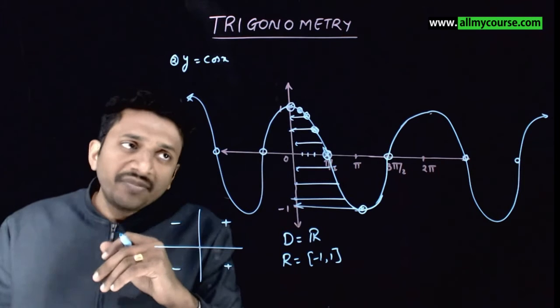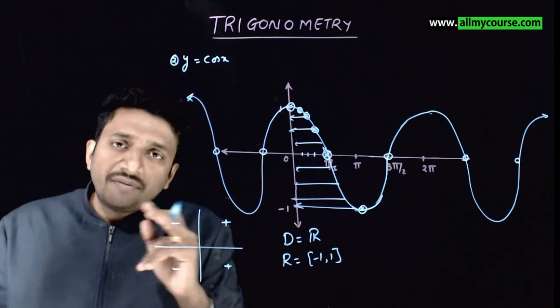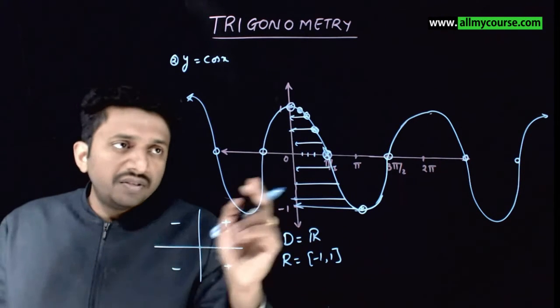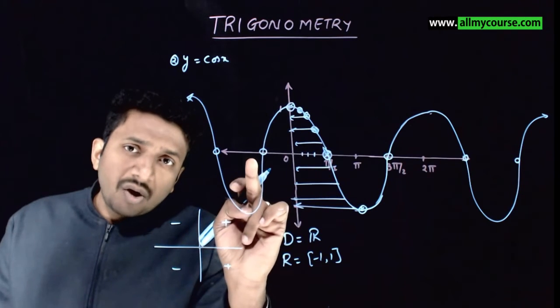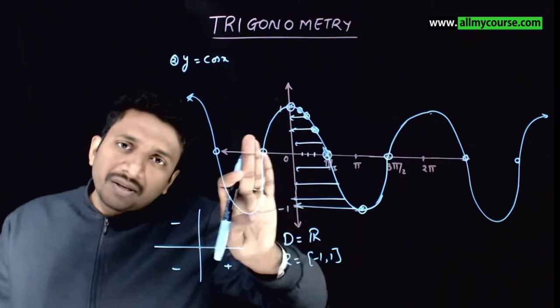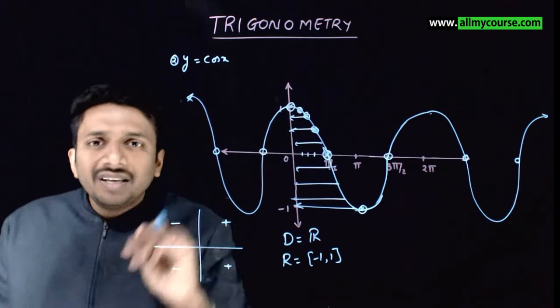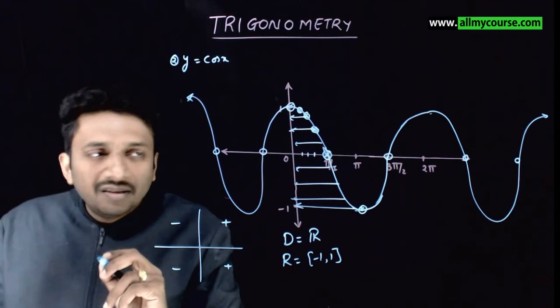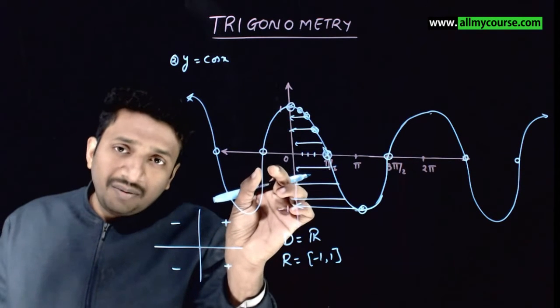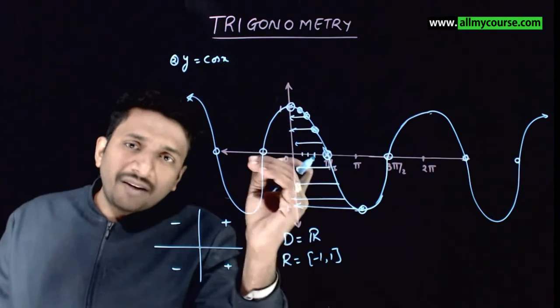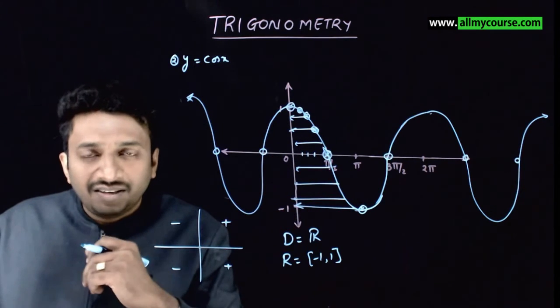And as you can see, there is a relation between the graph of sine and the graph of cos, which is if you move this cos graph by 90 degrees forward, you get the graph of sin x. So the graph of cos x is nothing but the graph of sin x moved backward by 90 degrees.